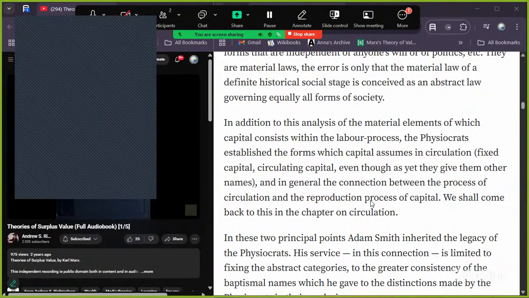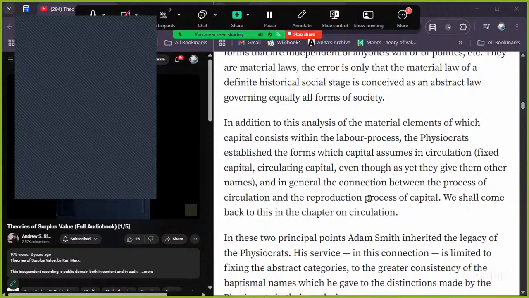In addition to this analysis of the material elements of which capital consists within the labor process, the physiocrats establish the forms which capital assumes in circulation: fixed capital, circulating capital, even though as yet they give them other names, and in general, the connection between the process of circulation and the reproduction process of capital. We will come back to this in the chapter on circulation.